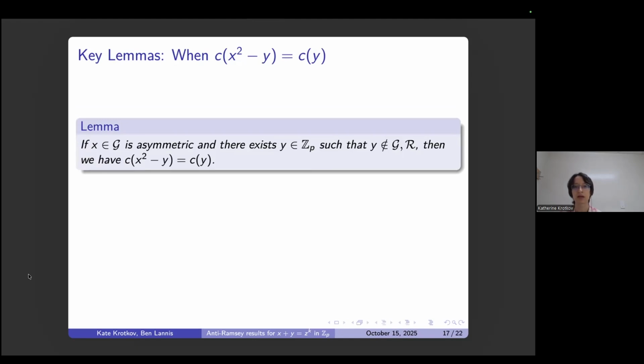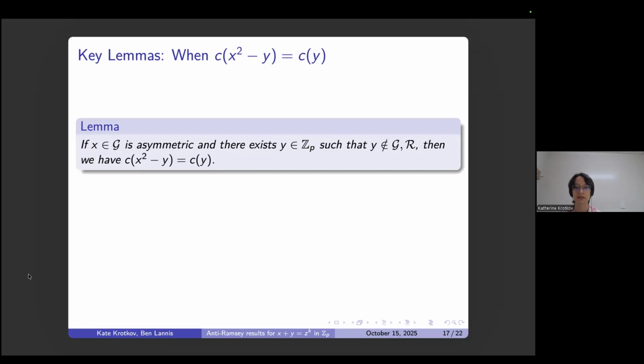Okay. And this is another really, really important result that we've shown. So if x is green under this coloring and it's asymmetric, so minus x is red, and there's some y such that y is a different color, so that means that we have at least a 3-coloring, maybe more colors, this generalizes, then the color of x squared minus y is equal to the color of y.